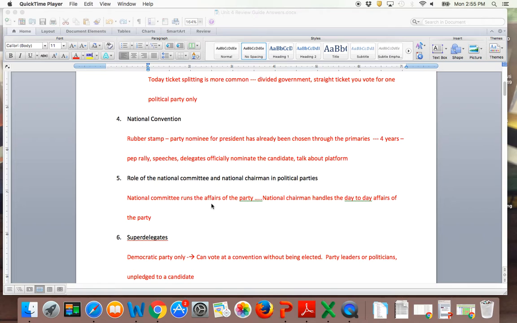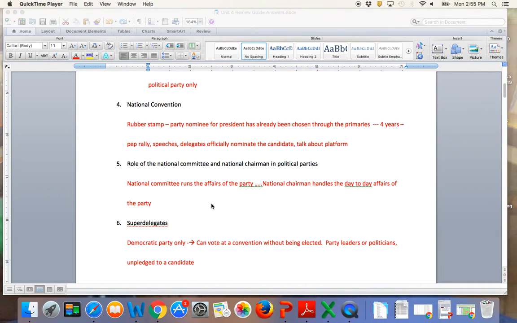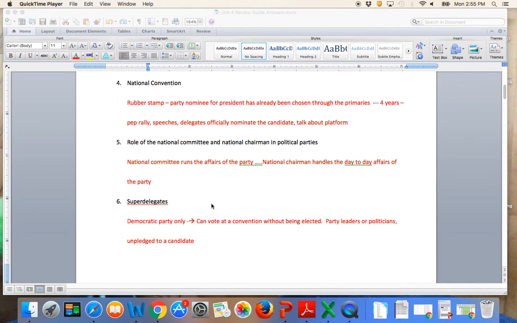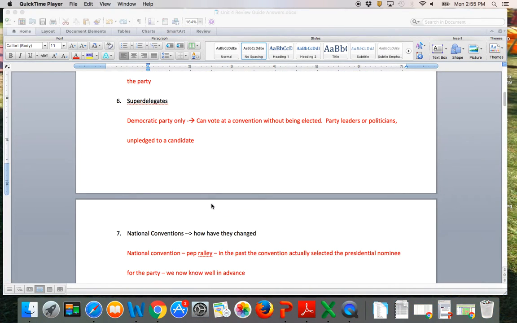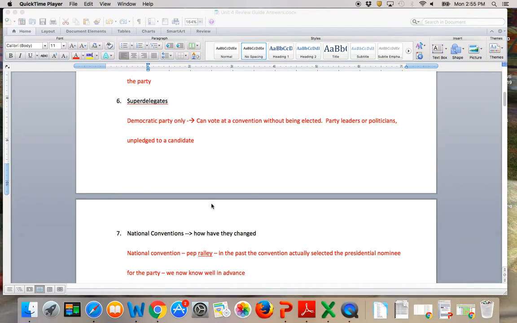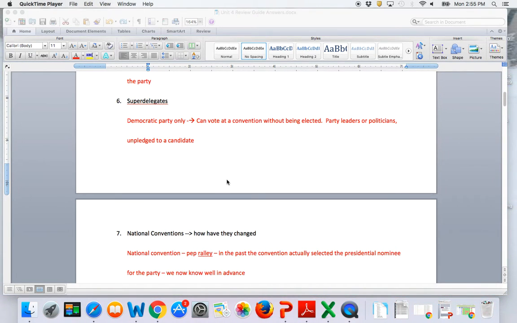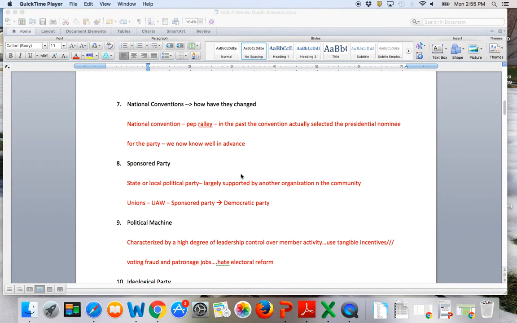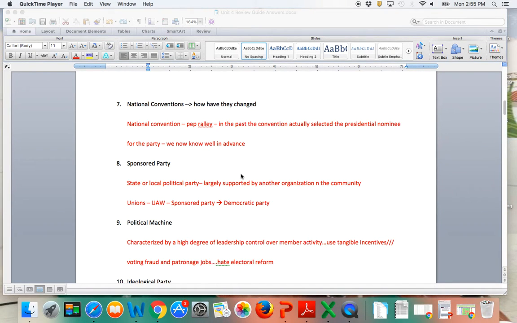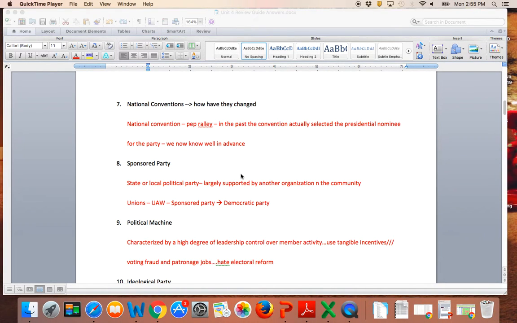The National Committee runs all the affairs of the party, and the national chairman is in charge of the day-to-day affairs of the party. Superdelegates are something that are granted only for Democratic individuals. They're not voted on. They get to choose which politician they would like to choose in their party. Again, it's only the Democrat Party that uses these. Like I said, national conventions, they've changed because it's more of a pep rally. In the past, this is where you actually found out who the presidential nominee was. However, we know well in advance, it's more of a show.